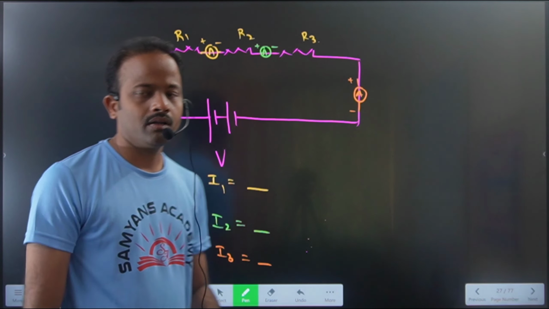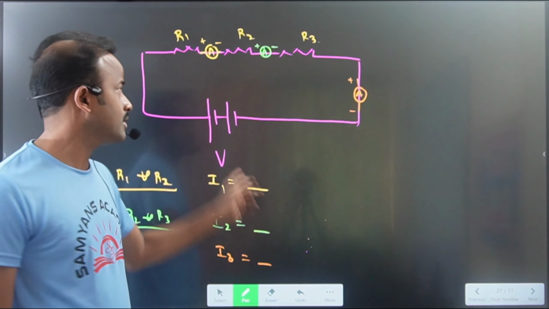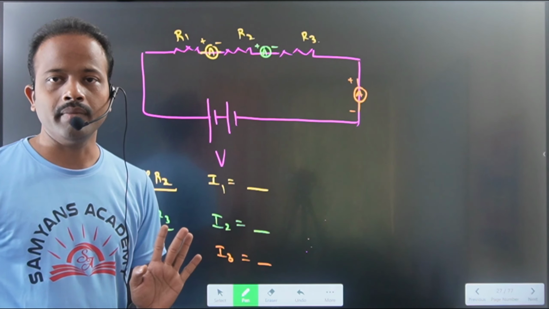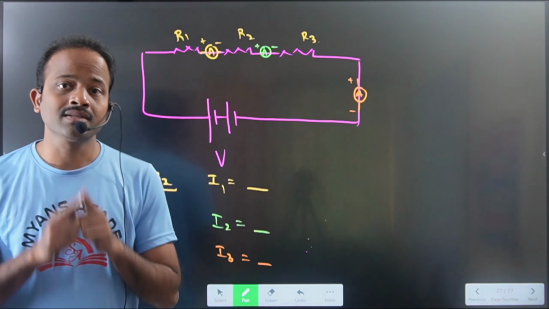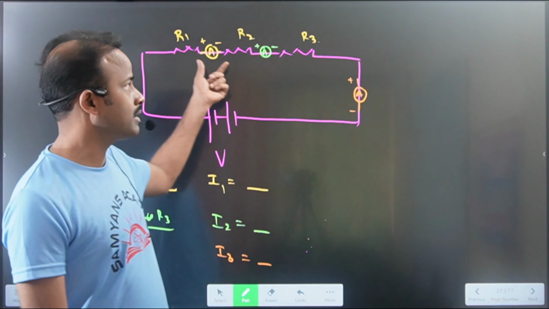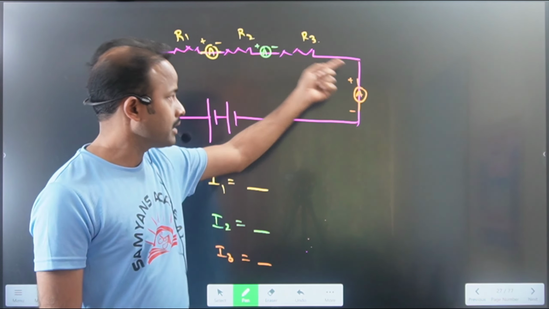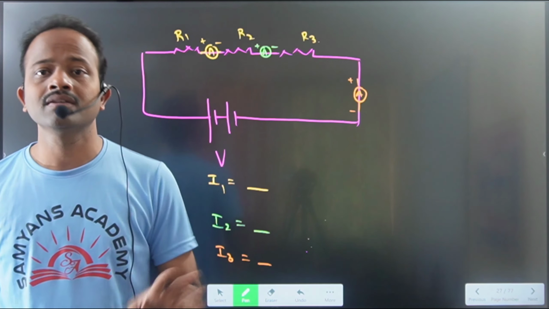So after taking the reading, our observation is the current value is the same in all cases. Thus in the series the current value is always the same. Anywhere you take in the circuit, between R1 R2 or between R2 R3, the current value always remains the same.